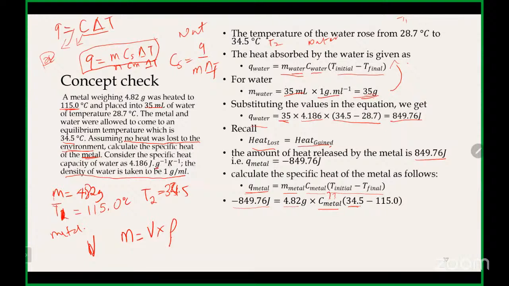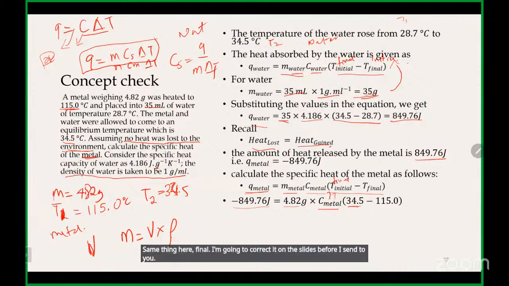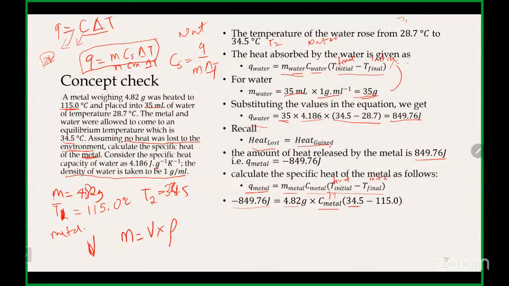Sorry, this is final minus initial. Same thing here, final minus initial. I'm going to correct it on the slides before I send them to you. So that's 34 minus 115. We use the right one, final minus initial. So this gives us the C of the metal to be that.